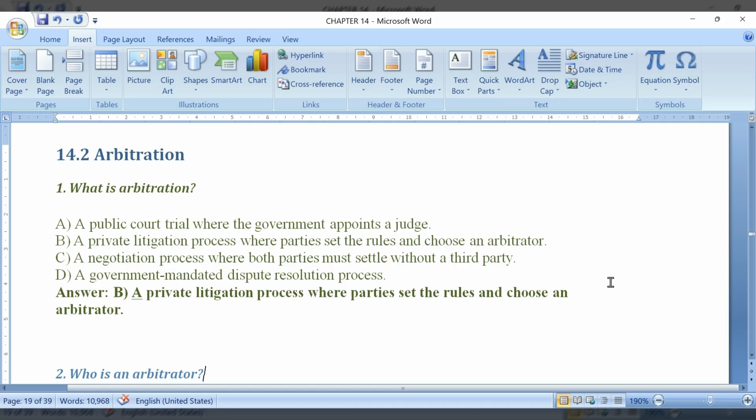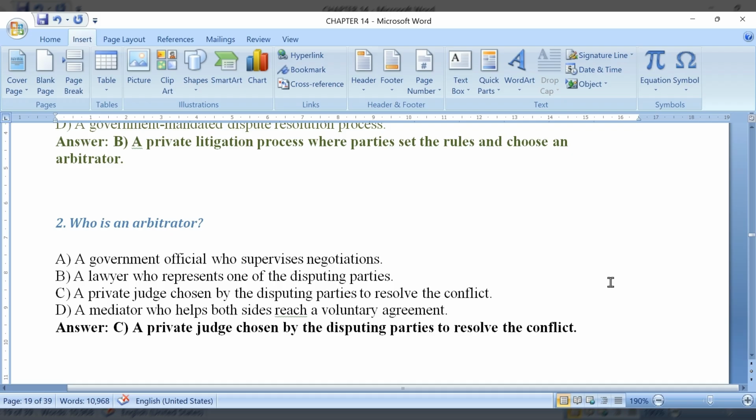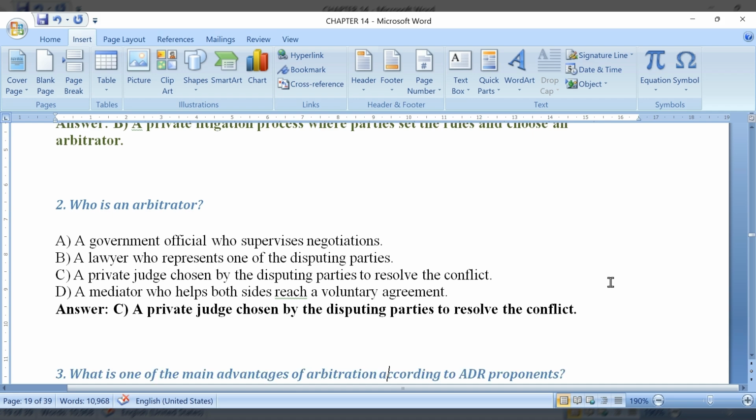2. Who is an arbitrator? A. A government official who supervises negotiations. B. A lawyer who represents one of the disputing parties. C. A private judge chosen by the disputing parties to resolve the conflict. D. A mediator who helps both sides reach a voluntary agreement.